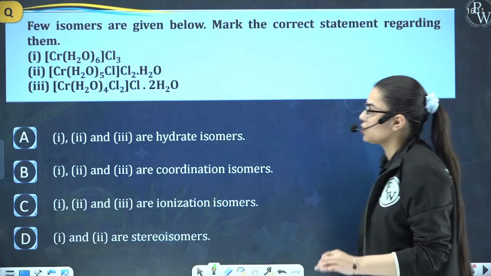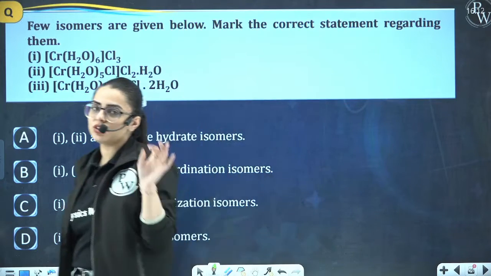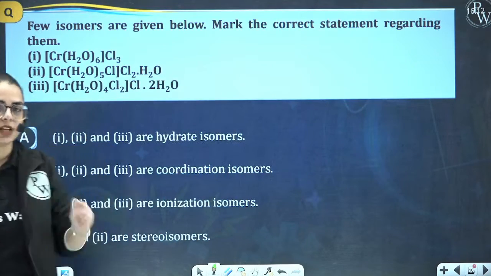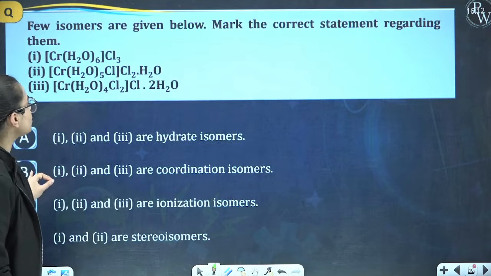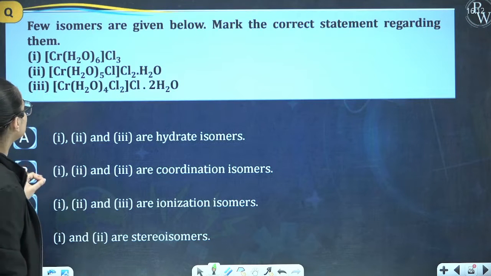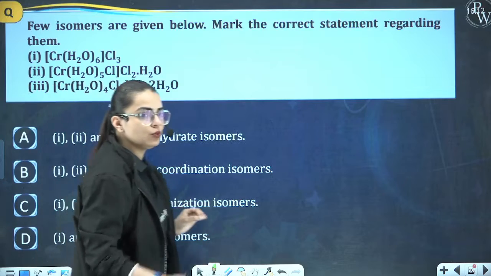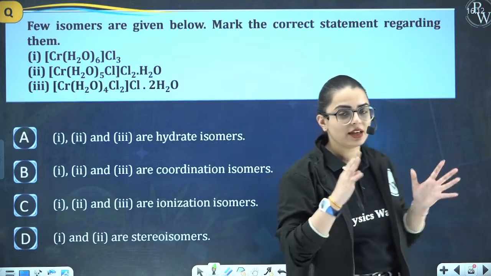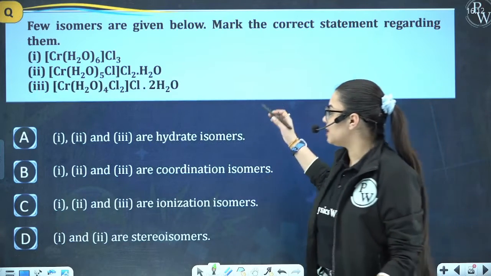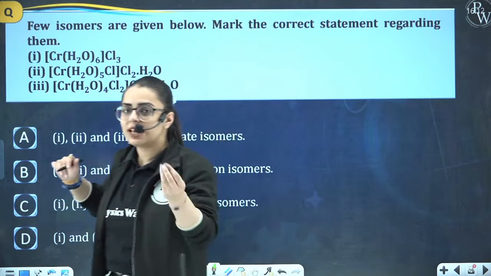So the very first initial question is in front of you. Kindly read the question very carefully and try to solve the questions. So the very first question is, few isomers are given below. Mark the correct statement regarding them. They have provided you with first, second and third respectively. They are the few isomers, and you need to tell which kind of isomerism they exhibit.